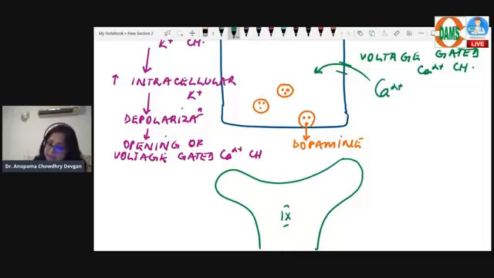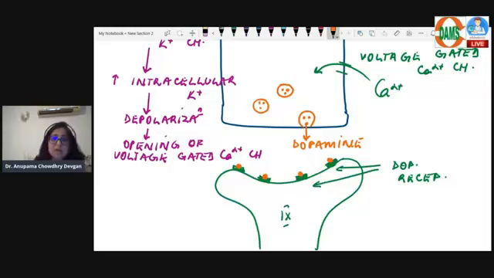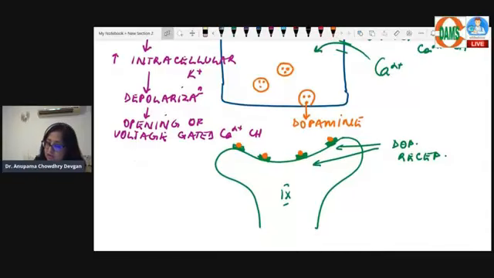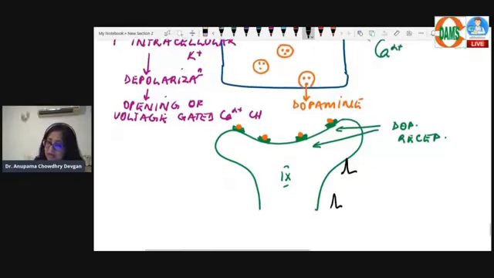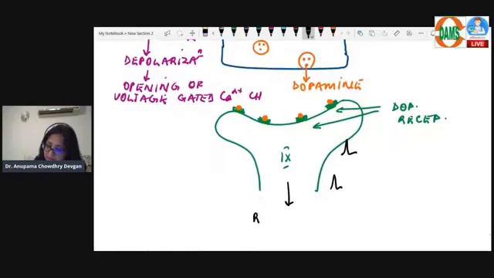terminal, and present here on the ninth nerve terminal are these dopamine receptors. Right? Dopamine receptors which are present on the ninth nerve terminal. Dopamine will bind with its dopamine receptors here. This will lead to generation of an action potential. And this action potential will now go to the respiratory center in the medulla.